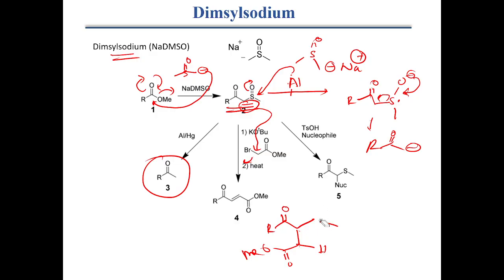So now what happens here? Sulfur is positively charged, oxygen is negatively charged, so this will abstract this one, this will go and this will go, so we'll get product 4. Now if we add acid to this, what happens?